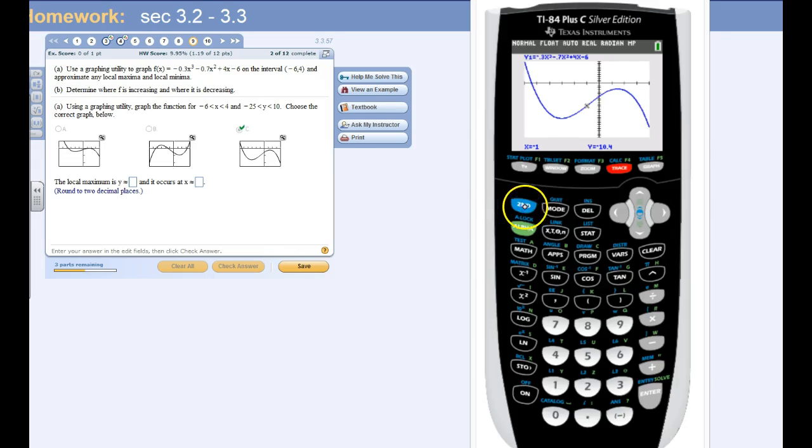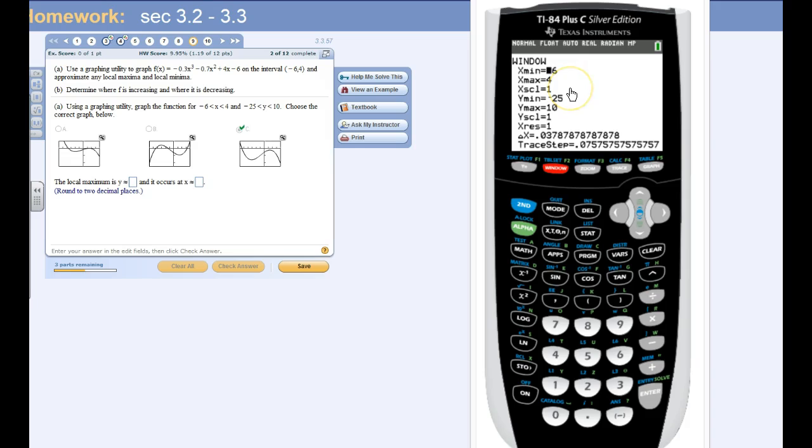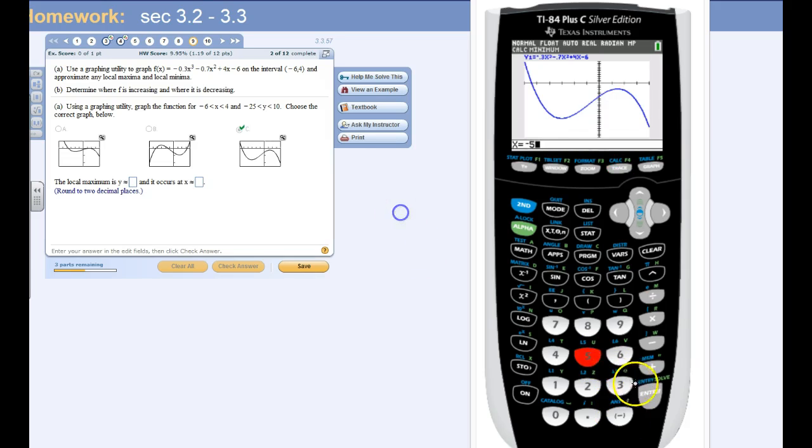So to find the minimum, I'm going to hit second, calculate. I'm going to choose number 3. I'm going to guess to the left, which is, well, remember, my window only goes out now to -6, so I can't guess -7. So again, second, calculate, 3. I'll guess -5. Is to the left, and sure enough, that blue line says that it is. I'll guess -1, and then I'm going to guess -3 for the actual minimum. And it's close, and it says round your answers to 2 decimal places.